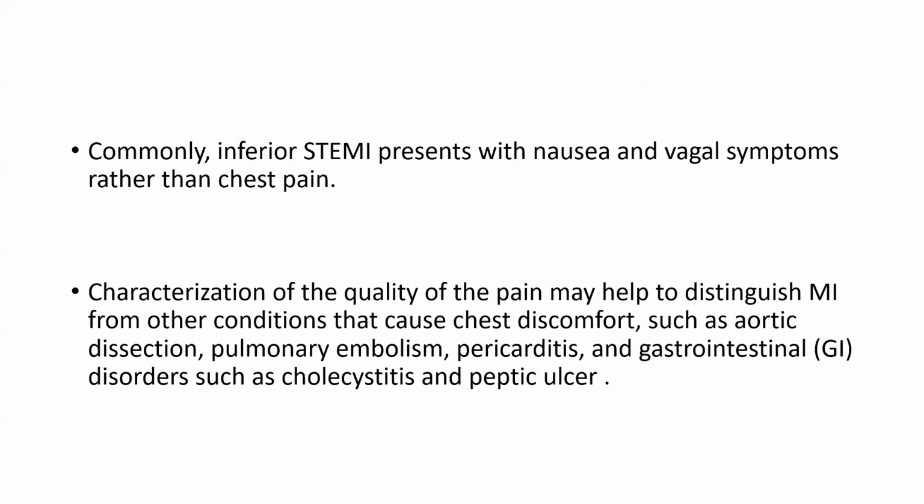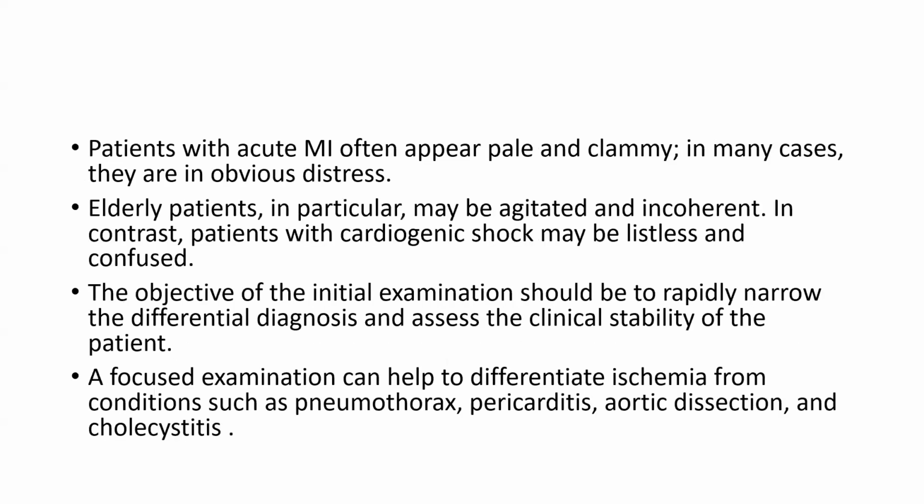Characterization of the quality of the pain may help to distinguish MI from other conditions that cause chest discomfort, such as aortic dissection, pulmonary embolism, pericarditis, and gastrointestinal disorders such as cholecystitis and peptic ulcer. Patients with acute MI often appear pale and clammy. In many cases, there is obvious distress. Elderly patients, in particular, may be agitated and incoherent. In contrast, patients with cardiogenic shock may be listless and confused.